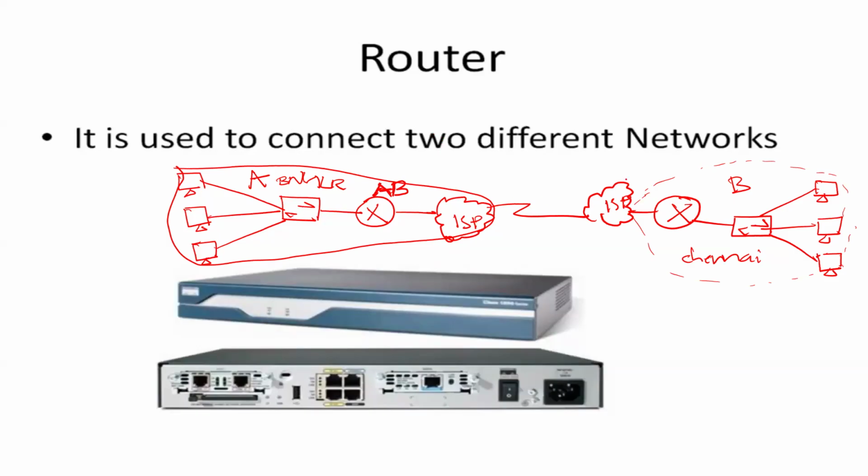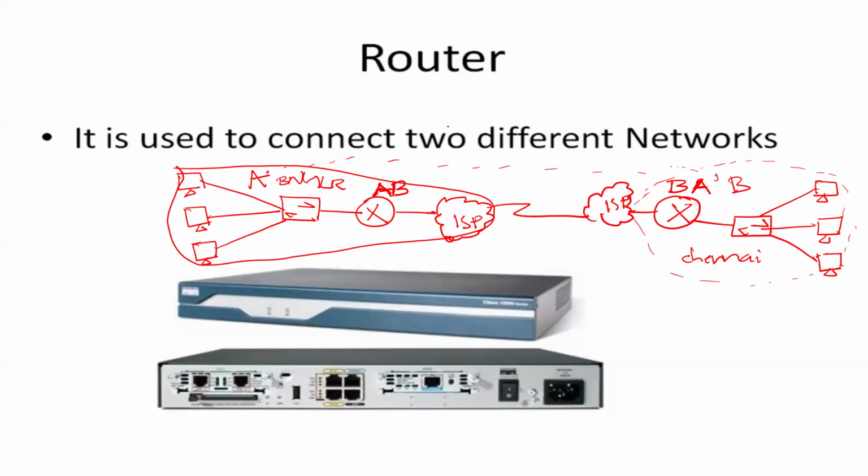Same way, this router would have information of network B. It's directly connected, and the network information of A, we have to inject that by using static or dynamic routing. Okay. So that both networks can communicate with each other. A can communicate with B and B can communicate with A. This is the router. A router is used to connect two or more different networks.